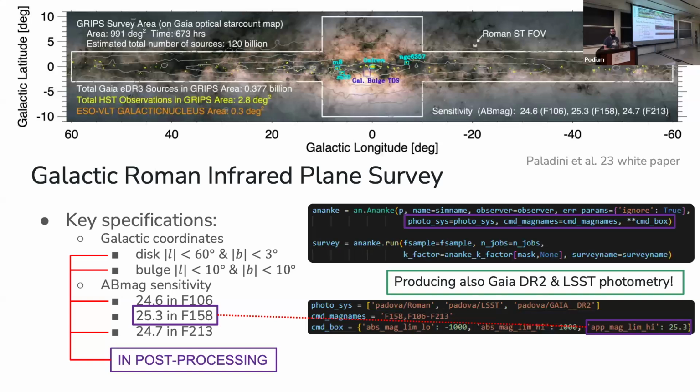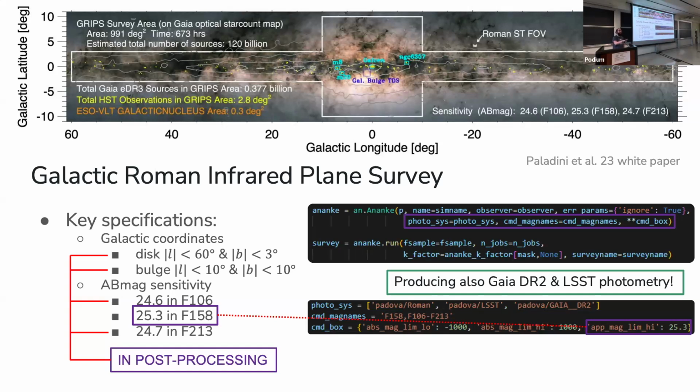To create our Galactic Plane Survey, we use the specifications from Roberta's white paper, where they suggested the different galactic coordinates to limit the survey to, but also the sensitivity that Roman will have access to.